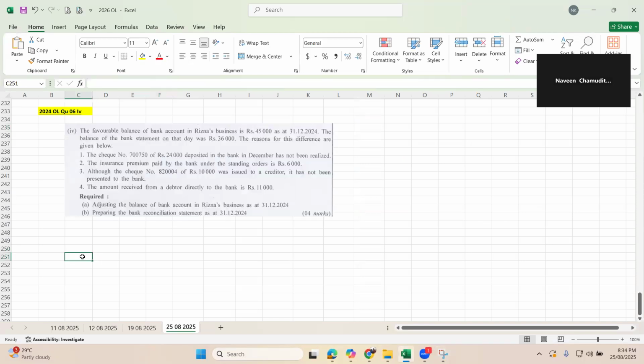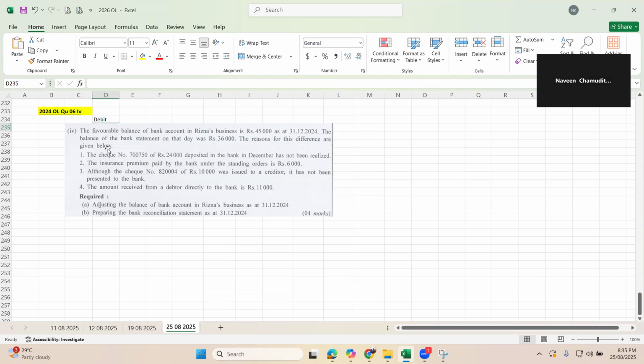Right. We'll read it. The favorable balance of the bank account. Favorable balance means it's a debit balance. The favorable balance of the bank account of Rizna's business is 45,000. It's a debit balance as at 31st December 2024. The balance of the bank statement on that day was 36,000. You can see as per our accounts, it's having a balance of 45,000. So bank is sending you the bank statement and they say, as per the bank statement, the balance is how much? 36,000.